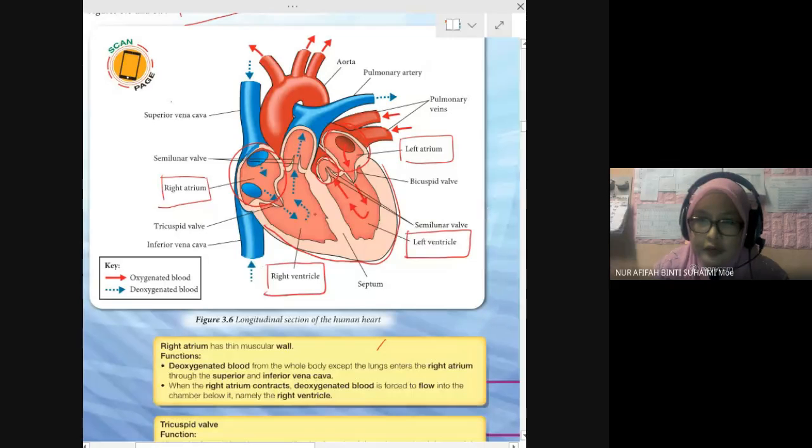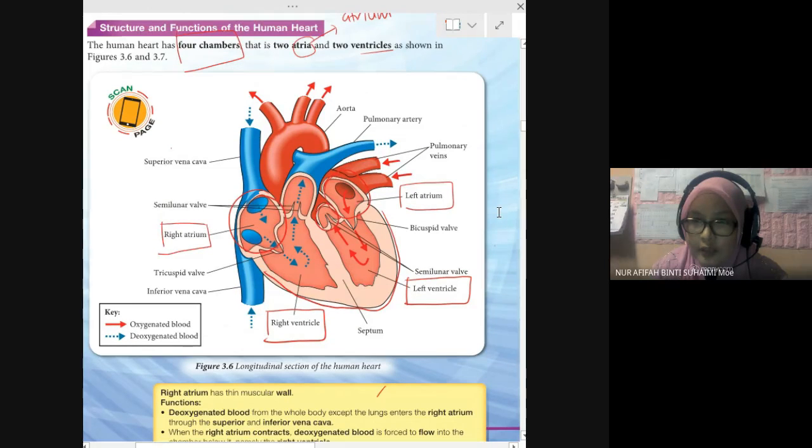Okay. Now we see there are a blue arrow and a red arrow. The blue arrow refers to the deoxygenated blood that enters the right atrium and right ventricle. And the red arrow refers to the oxygenated blood that enters your heart into the left atrium and left ventricle. Okay, four chambers: right atrium, right ventricle, left atrium, left ventricle.